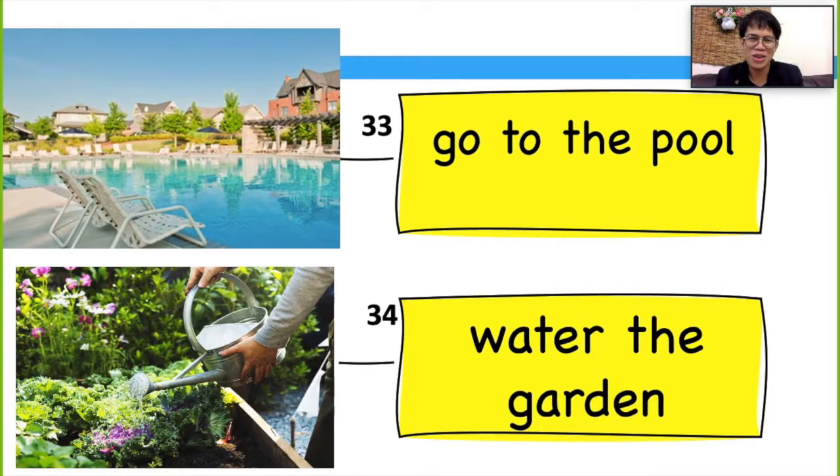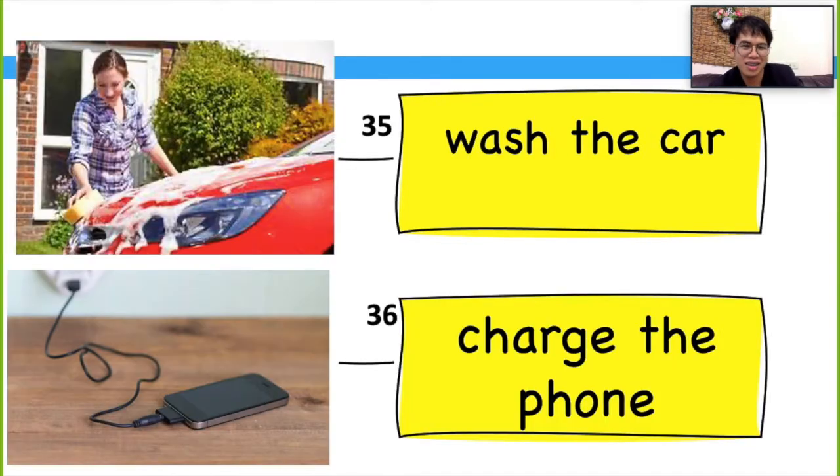Okay. Number 33 is go to the pool. Go to the pool. And number 34 is water the garden. Water the garden. So when you say water the garden, it's to water the plants in there. Do you have a garden at home? Okay, number 35 is wash the car. Wash the car. If you have a car, yes, you can maybe help your mother or help your father wash the car. 36 is charge the phone.